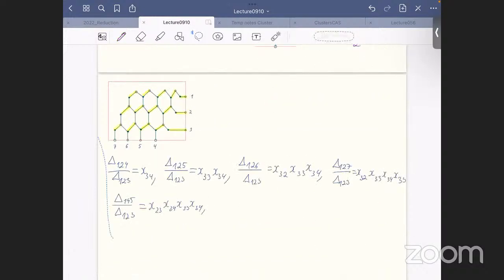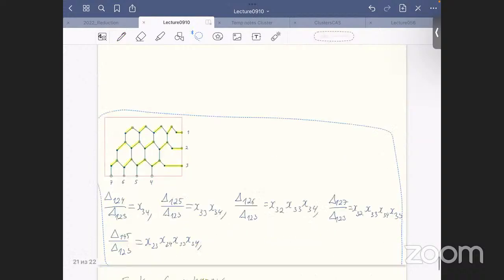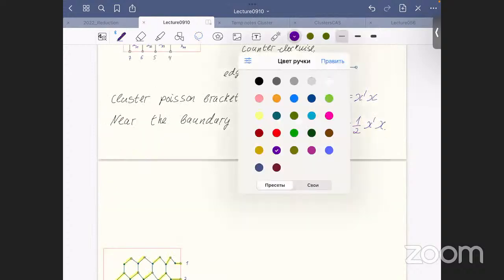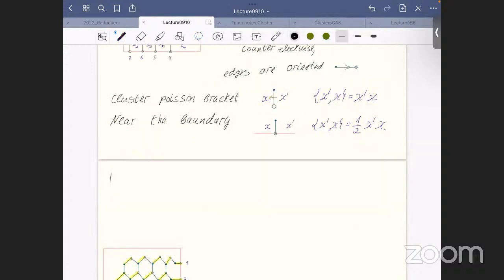Maybe this is an explanation, this is part of the proof, but before the proof, it is better to state the theorem. The cluster bracket coincides with the Sklyanin bracket on the Grassmannian.